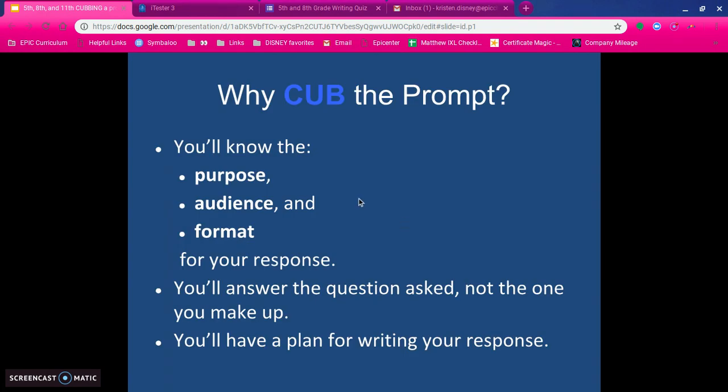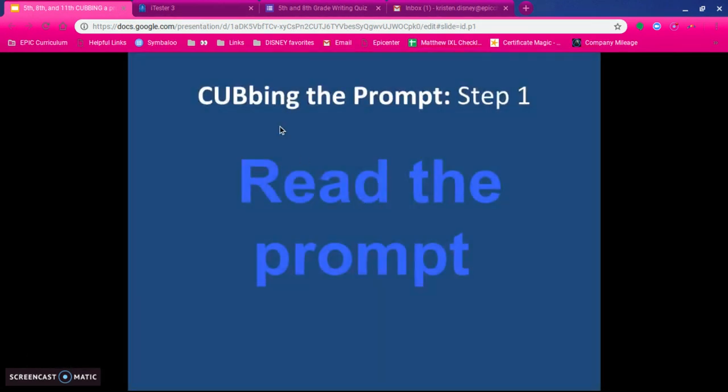Why cub the prompt? This will give you purpose for writing. It'll give you your audience that you're writing for, and it will tell you the format for your response. It'll allow you to answer the question that was asked and not one that you make up. You'll have a plan for writing your response if you cub the prompt. Cubbing the prompt, Step 1, we're going to read the prompt.